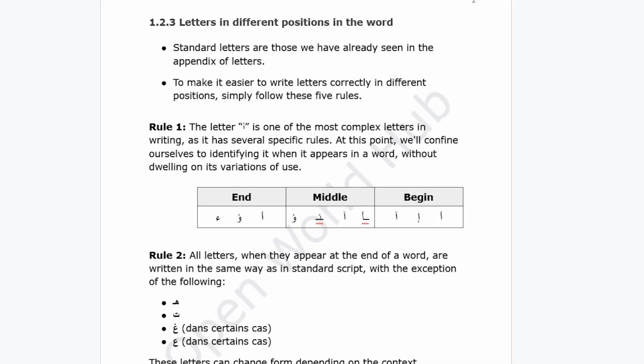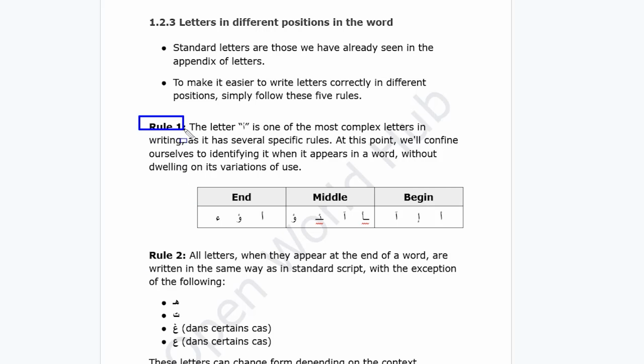As I said, each word in Arabic is written in a different form depending on the position of the letter. In the beginning, it's written in one form, in the middle another, and at the end of the word another. So sometimes it can be a little bit hard to learn 28 letters written in different forms depending on the position in the word. But no worries, we have only 5 rules. Applying those rules, you will be able to write letters without any problem.